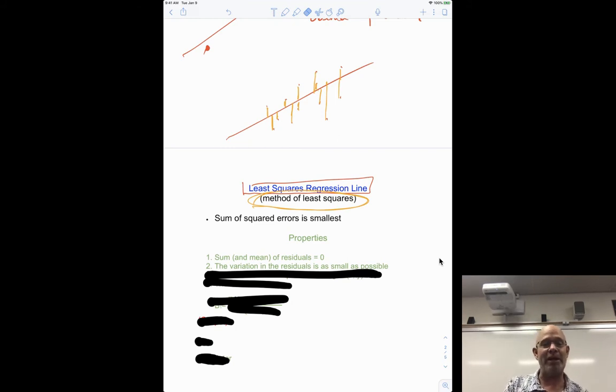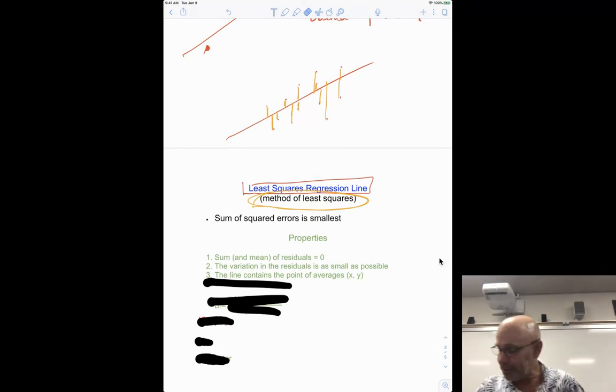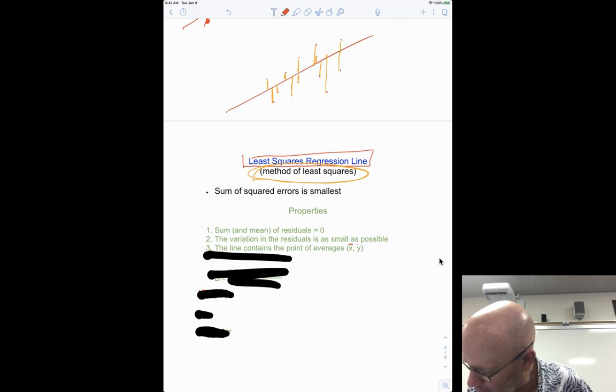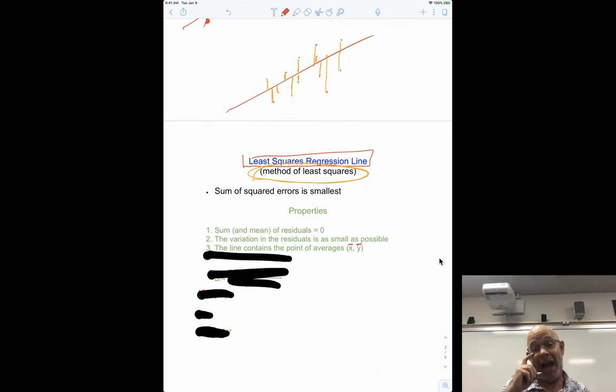The second property is that the variation in those residuals must be as small as possible. That's the idea of squaring them and adding them up. How do we find that? Well, it turns out also that the line of best fit will always contain the point of averages, x bar, y bar. There's a little x bar and y bar missing here, sorry about that. So if you find the average of all the x values, and you find the average of all the y values, that point will be on the line of best fit.